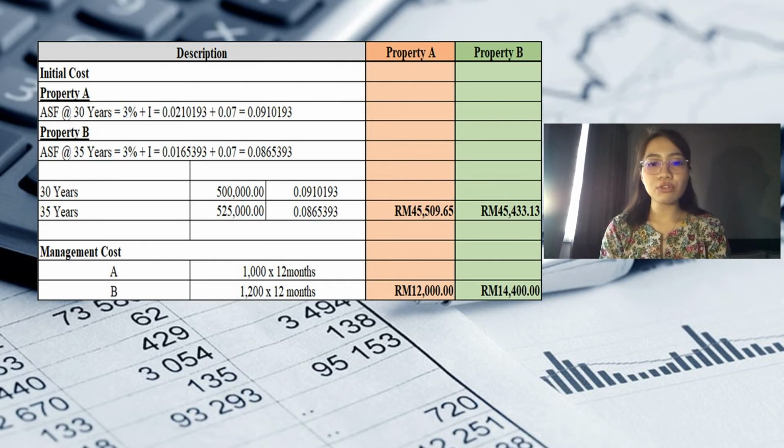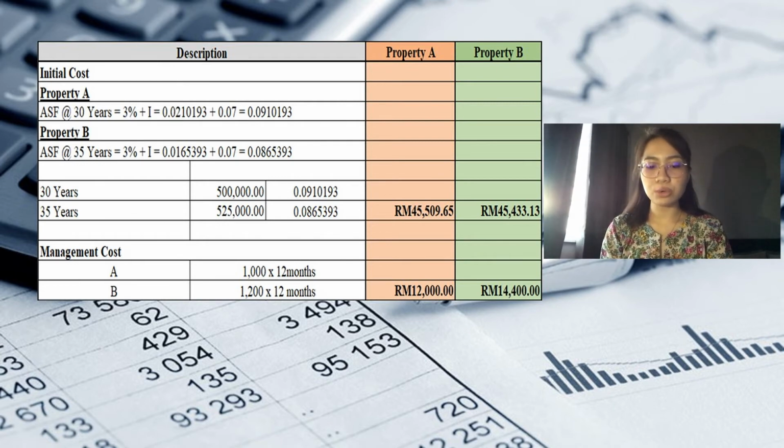So as you can see from the question, in the table, it is given that the value for annual sinking fund and the value for interest rate for both properties are the same, which is 3% for annual sinking fund and 7% for interest rate. So the value of annual sinking fund, you can find it in the Parry's valuation table. You can refer to it yourself, and we add up with the interest rate, which is 7%.